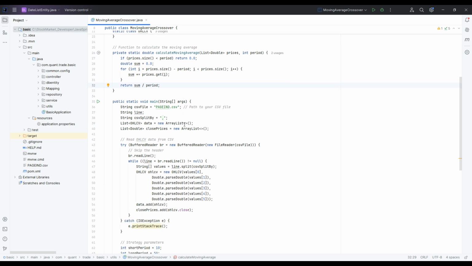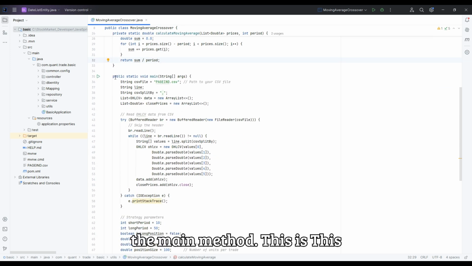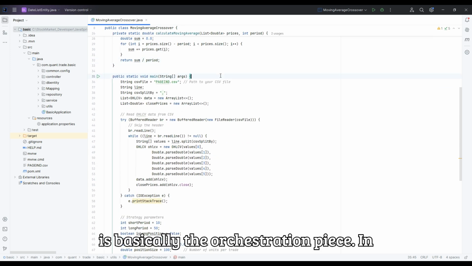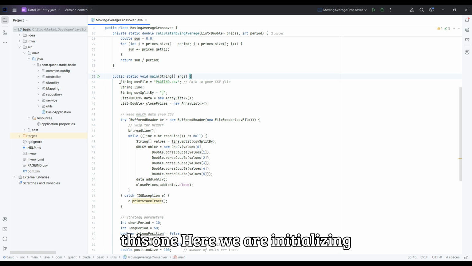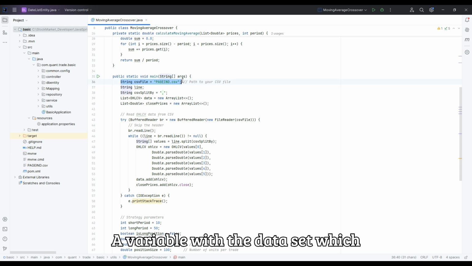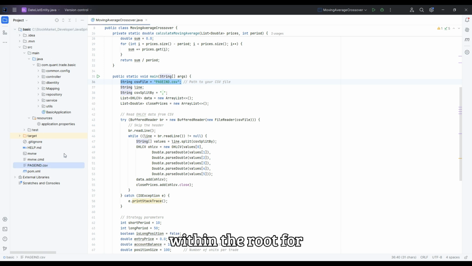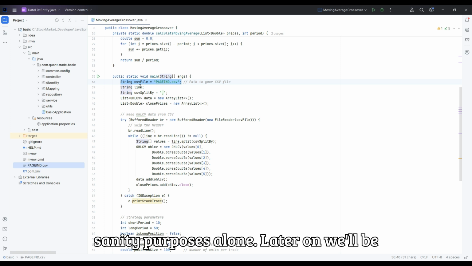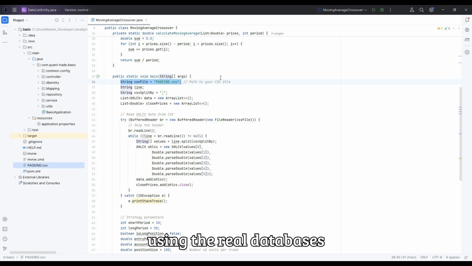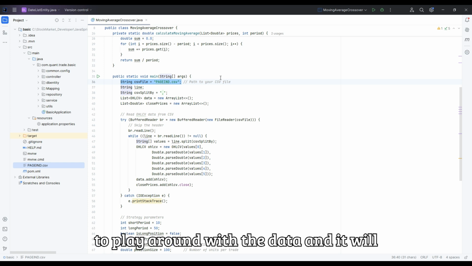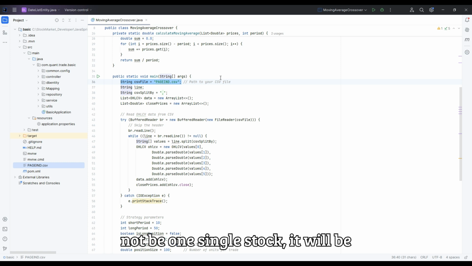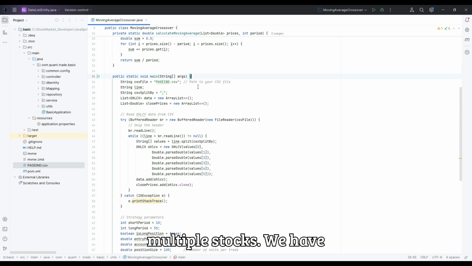The next part is the main method. This is basically the orchestration piece. In this one, we are initializing a variable with the data set which we have. I have kept the data set here within the code for sanity purposes alone. Later on, we will be using real databases to play around with the data, and it will not be one single stock; it will be multiple stocks.